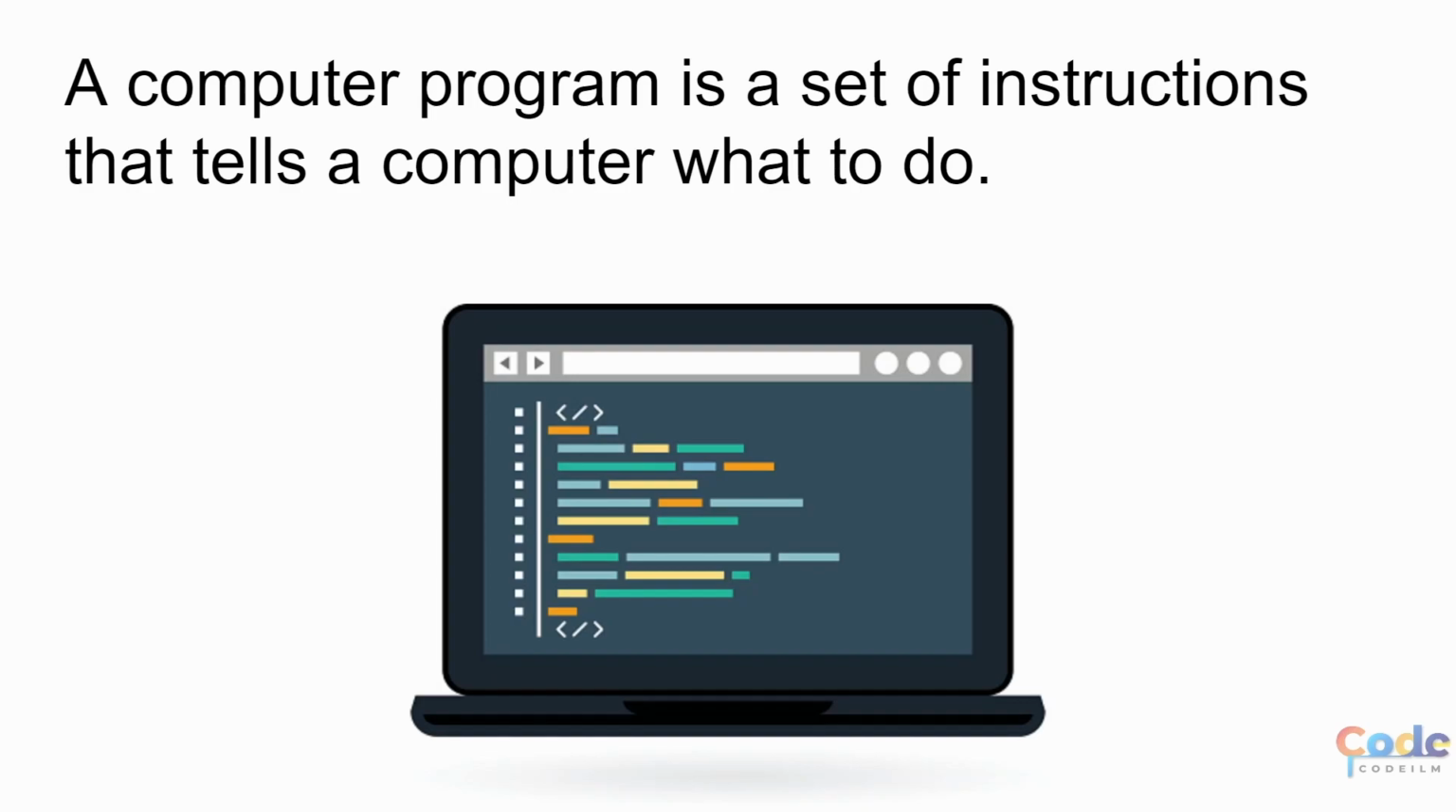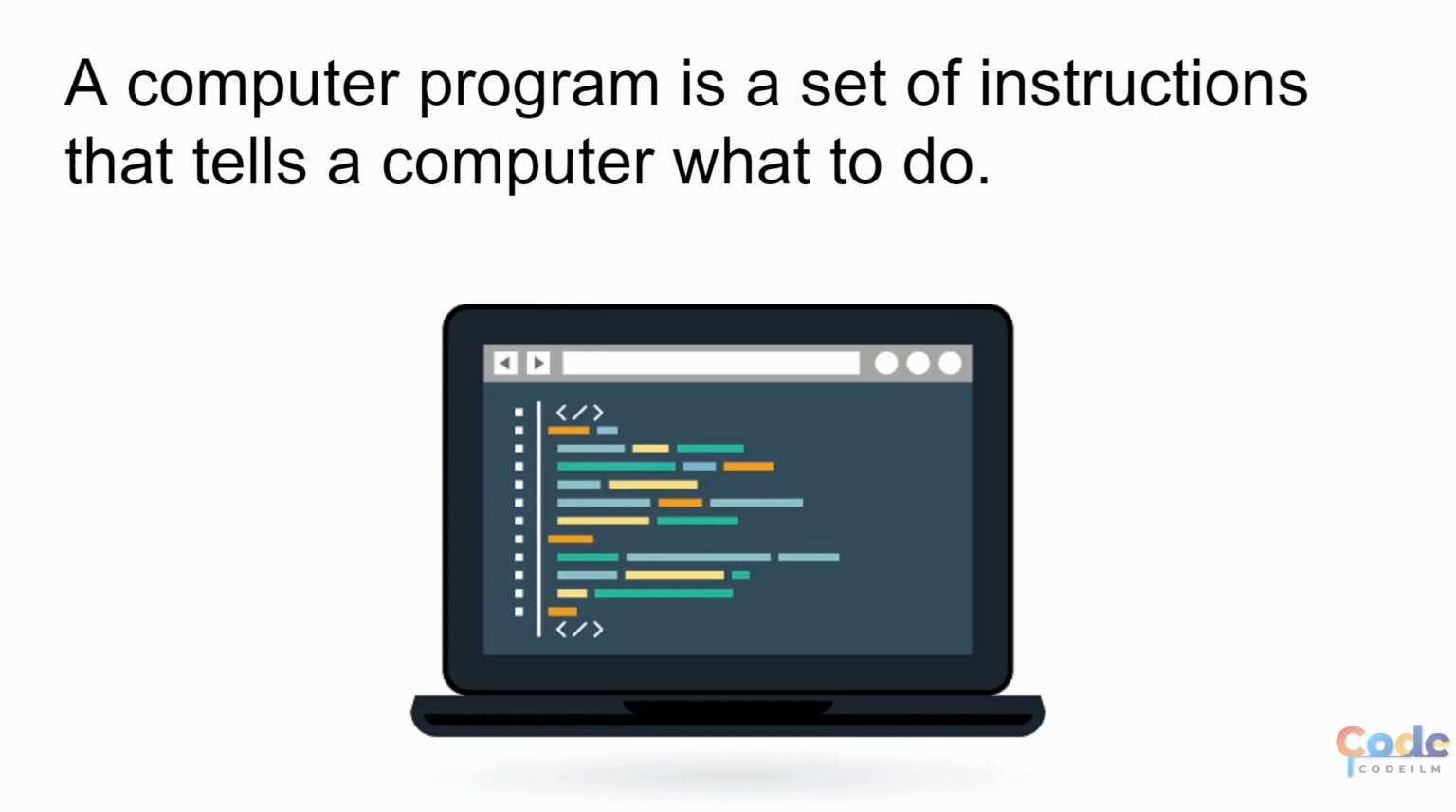For example, let's say we want the computer to take two numbers from the user and display the sum of those two numbers. So to achieve this task, we need to instruct the computer to take two numbers from the user. After that, display the sum of the two numbers to the user. This is the task. Here, we can say that we are instructing the computer to do certain tasks.